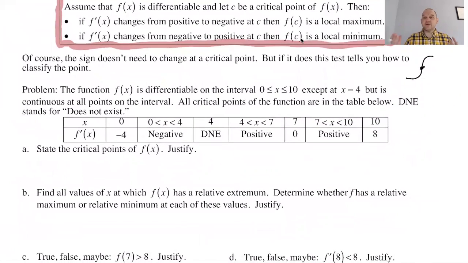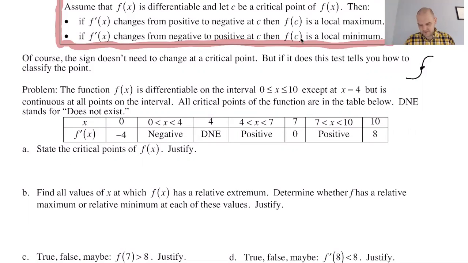When I read a problem, I try to think like Dr. Strange, trying to think of 10, 100 billion scenarios. I read it and I'm like, what could this mean? So the function is differentiable everywhere except at 4, continuous everywhere from 0 to 10. All right, good deal. All the critical points are in the table. That's key information because if we don't know that, you can't make any assumptions at all. DNE stands for does not exist.